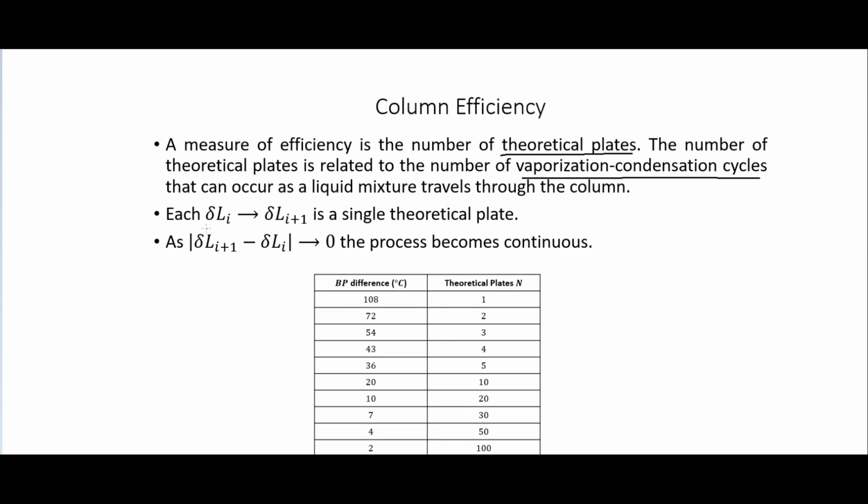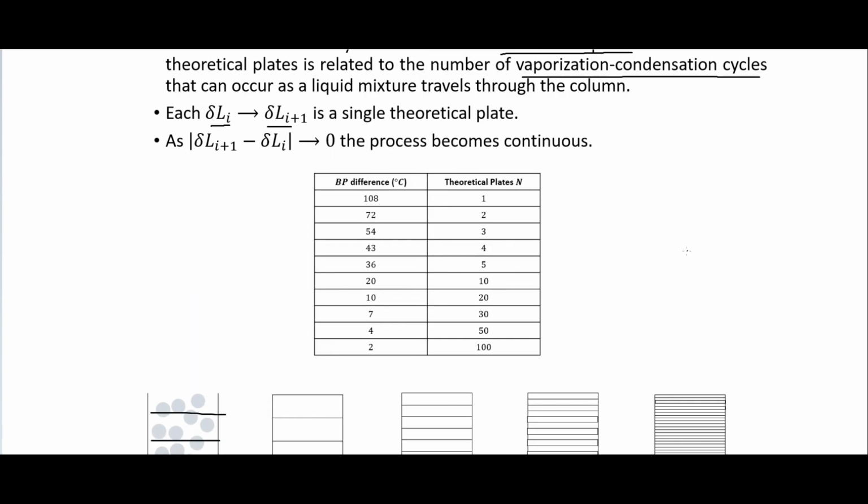And so, like I said, each plate is going from some level here to some small level above it. And so we want to sort of think of this as going to zero. If we wanted to get sort of perfect efficiency, we would end up just having infinitesimally small plates. But we can see here with these theoretical plates, so if we have just one, then the boiling point difference between each one is 108 degrees.